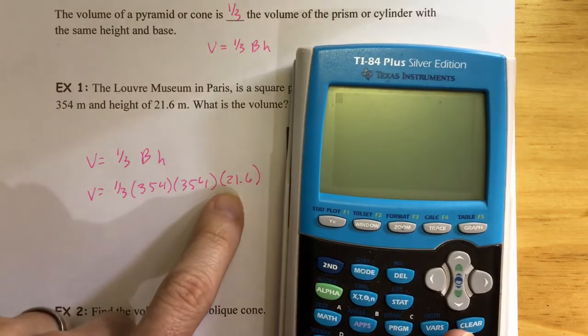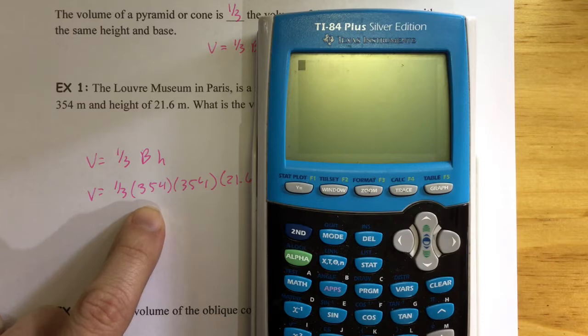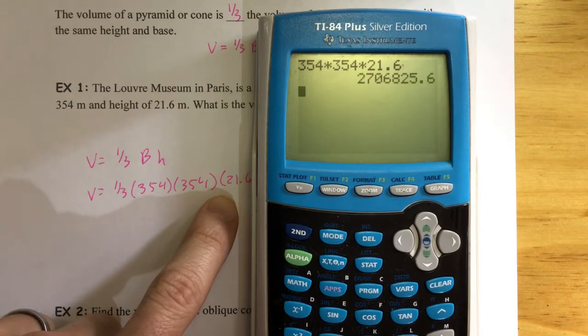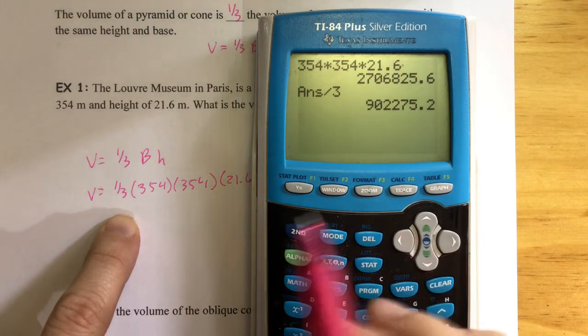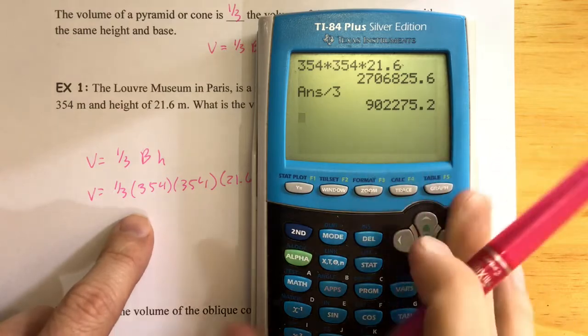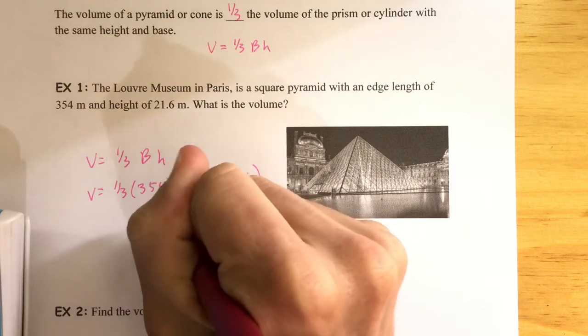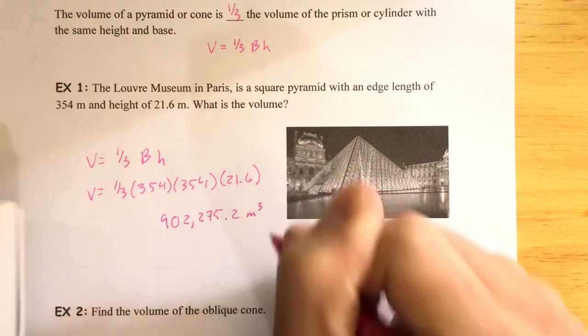Let's see here. I think that might be divisible by 3, so the 1/3 is not going to give you a bad fractional number. I'll start with everything but the 1/3. So we're going to have 354 times 354. We're going to multiply that by 21.6, which gives you that crazy number. And then if I divide by 3, it doesn't divide perfectly into a whole number, but I think it terminates there with the 2. So we get 902,275.2 meters cubed.